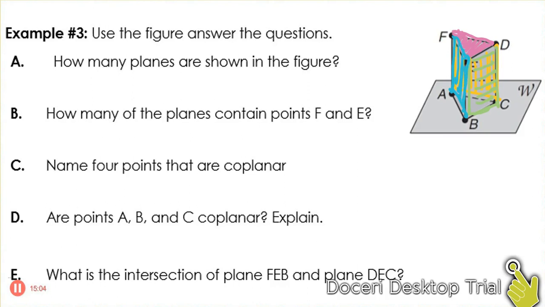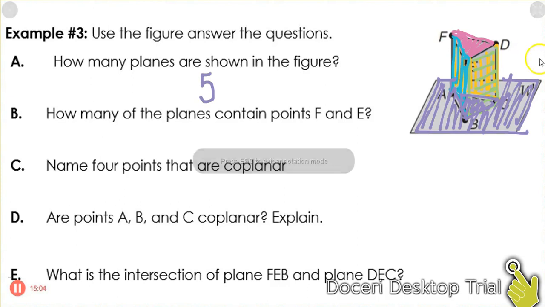And this is where it gets a little confusing. You might think there's 2 more, 5 and 6. However, if you notice the bottom, this bottom piece is actually on this plane. So there are really only 5 planes here. So there are a total of 5 planes shown.